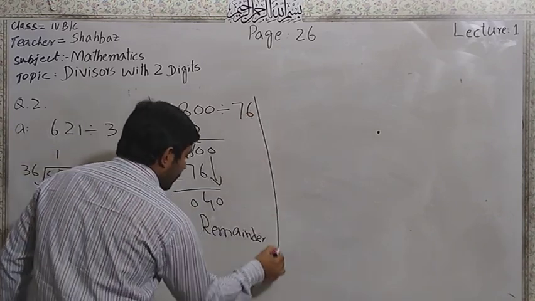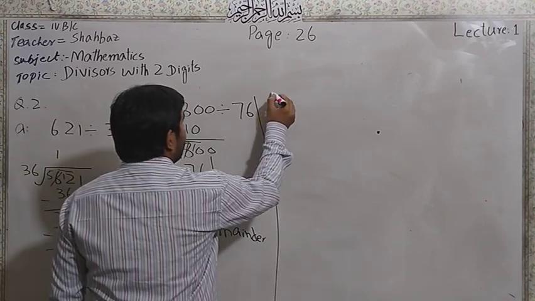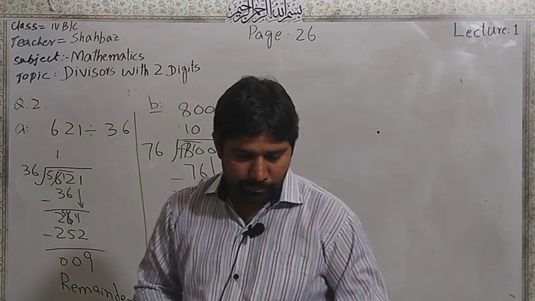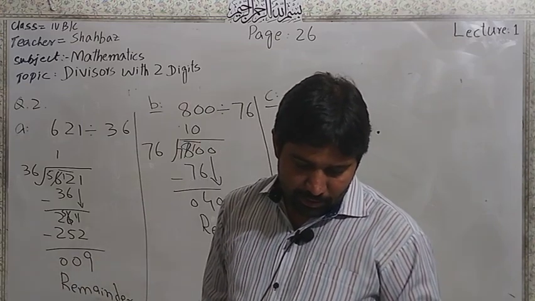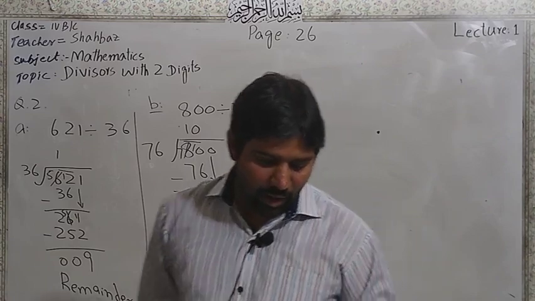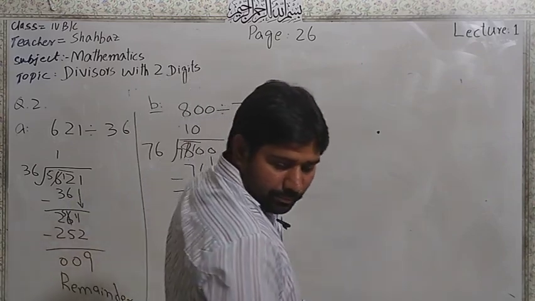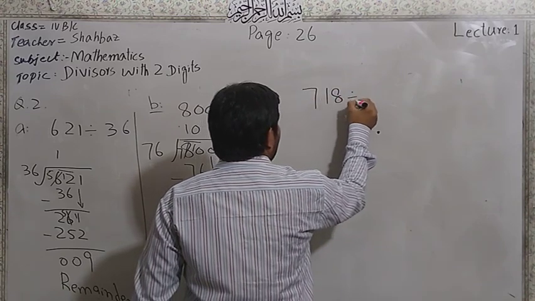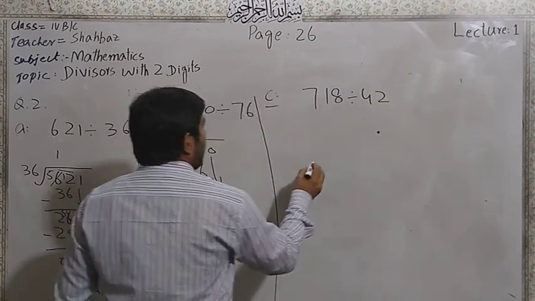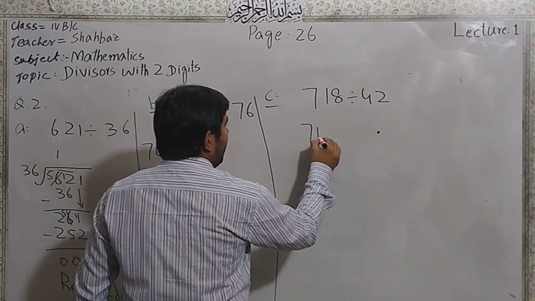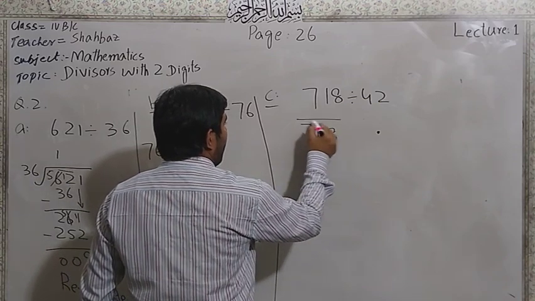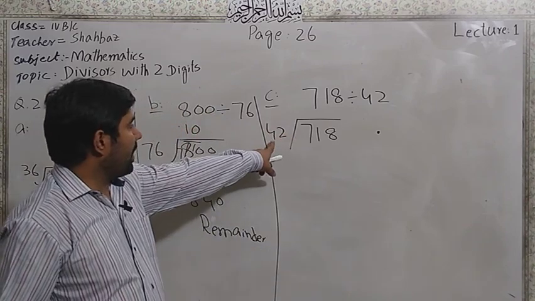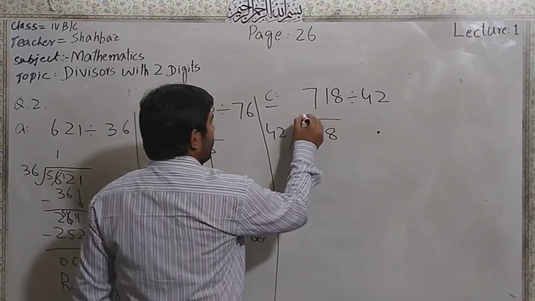Next, part C. Part C is 718 divided by 42. You have to write this one, 718 divided by 42. You can see that this is very near to 71. 1 2s are 42.